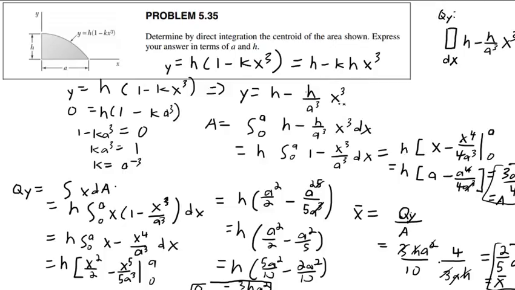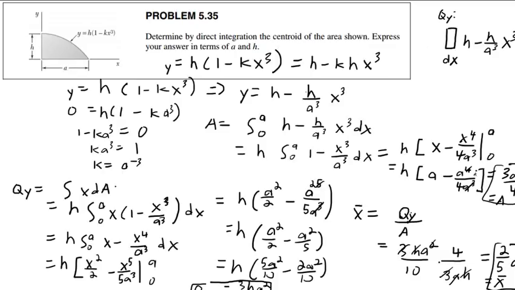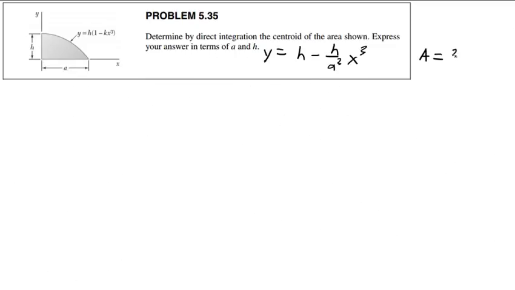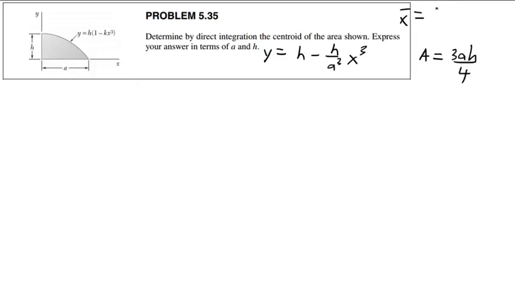So again, all I'm doing on this next slide at the start is just copying down what I had previously. And I also know that A is 3ah over 4. And just because I'll want to write it down later, I also know that x bar, the x coordinate of the centroid, is 2/5 a. So those are the significant details from the last slide that we'll need.